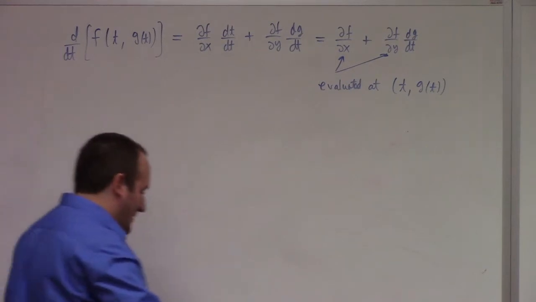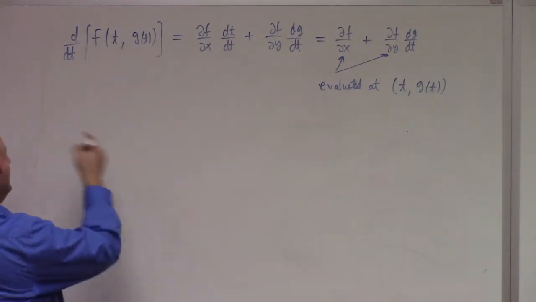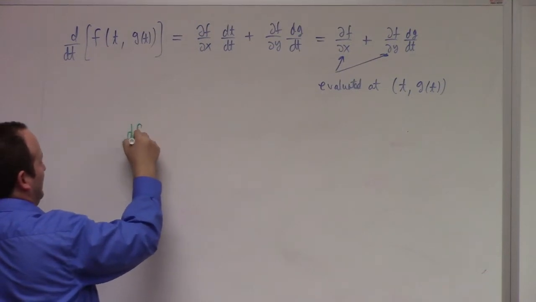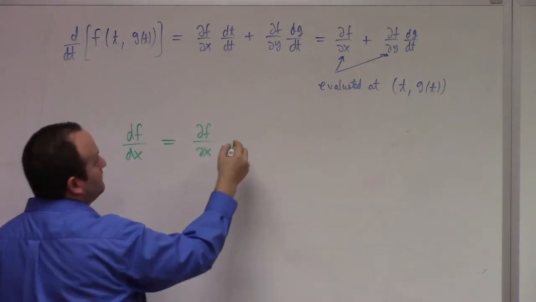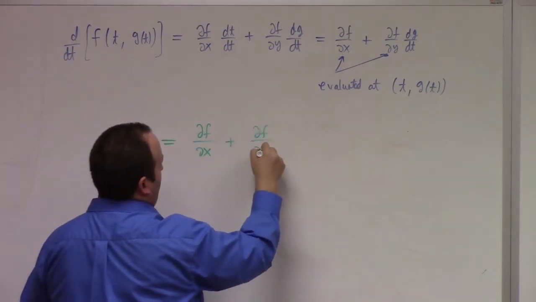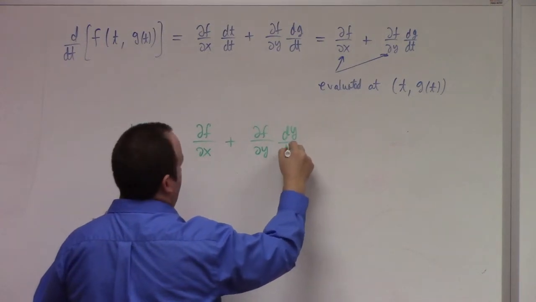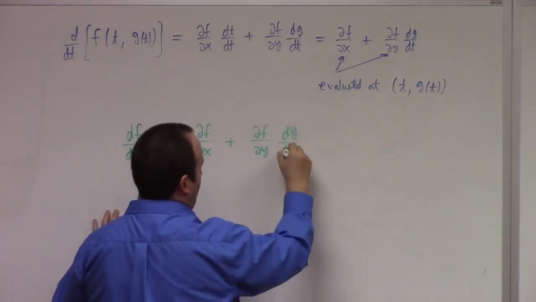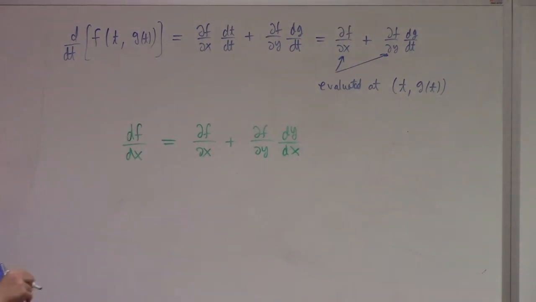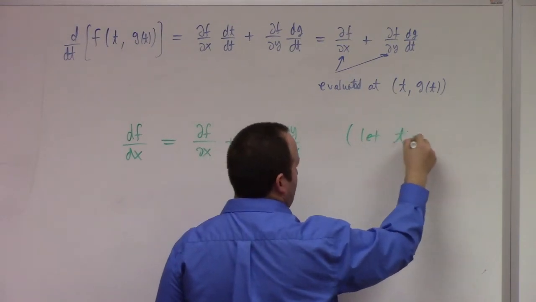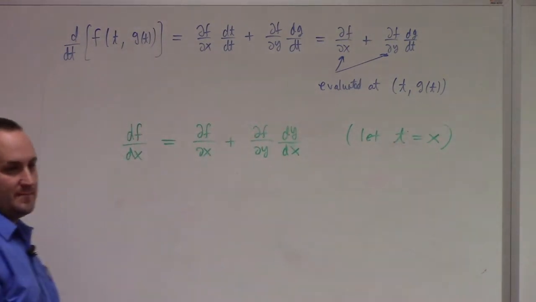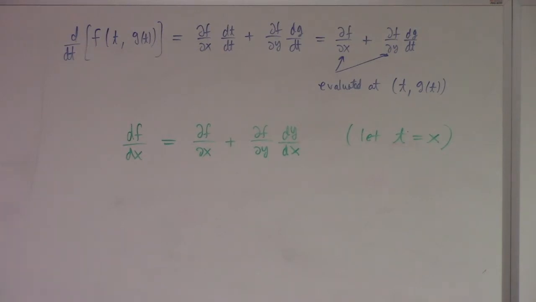Now here's a way to make it confusing. This could be rewritten as follows. df dx is equal to partial f, partial x, plus partial f, partial y, dy dt. Oh, dy dx, rather. Here I let t equal to x. So this expression I just wrote in green has overloaded the meaning of x as two different things.